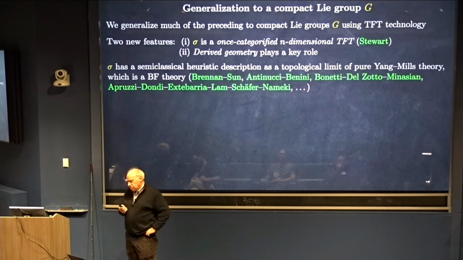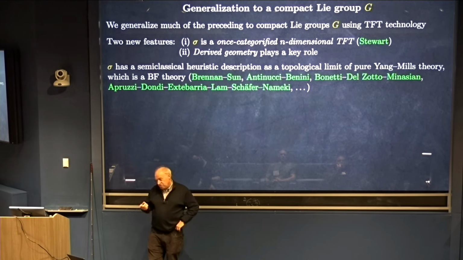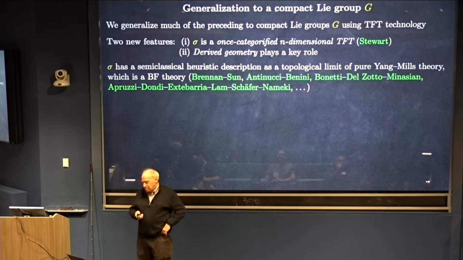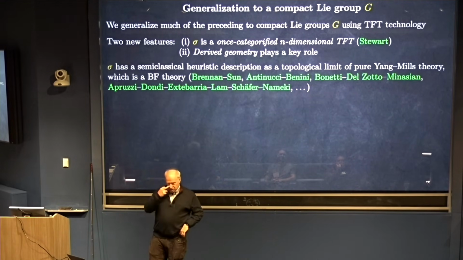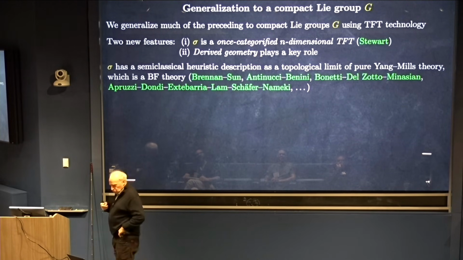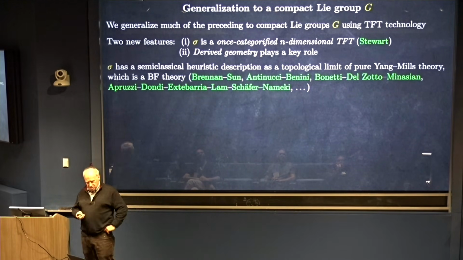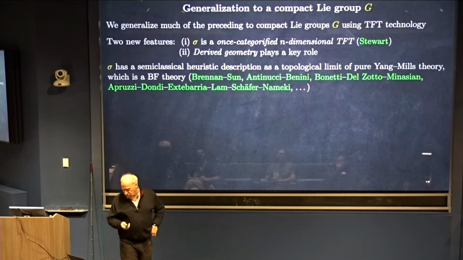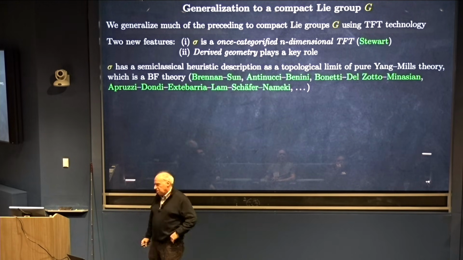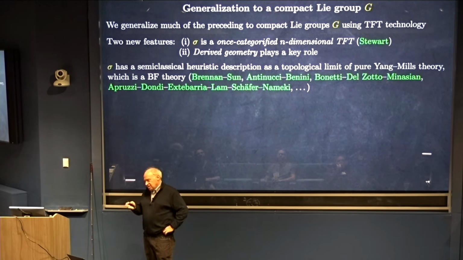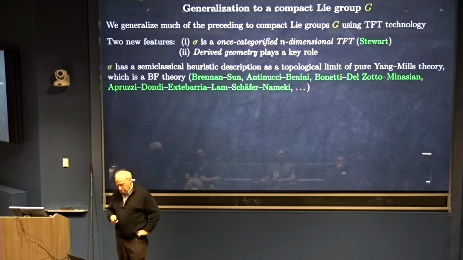Okay, so sigma, the filling, if you like, of the quiche, has a semi-classical description, and that's what we heard about in Yaki's talk, in terms of a limit of pure Yang-Mills theory, or BF theory. So this idea that that should be what's in the quiche that corresponds to a compact Lie group has been much around.